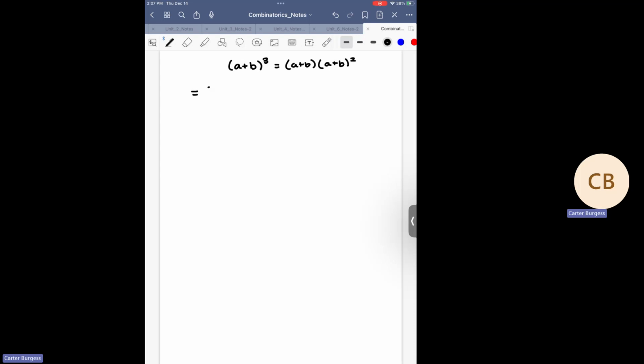We know that this should be equal to (a plus b) times (a squared plus 2ab plus b squared). And doing what we were doing before, the object that we're multiplying our (a plus b) squared by is either going to give an a or it's going to give a b. So if it gives an a, then this is a times (a squared plus 2ab plus b squared). And if it gives a b, then this is going to be b times (a squared plus 2ab plus b squared).